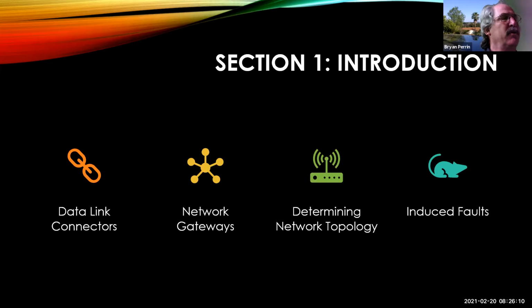In the introduction, we have diagnostic link connectors, network gateways, determining network topography, and induced faults. So it covers these different things. When we talk about network and layering things through, we have two different things that we use. One is we think of a network as a physical structure. The other is a network as a language. And we tend to interchange those. So we are going to get into protocols as well as the physical layer.